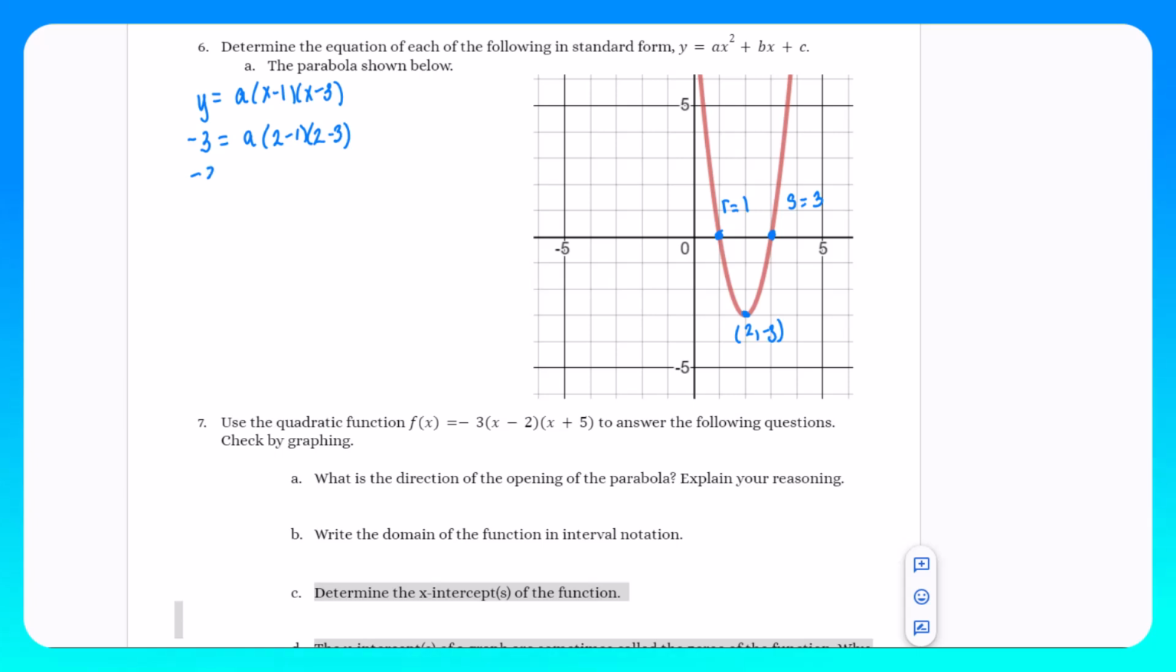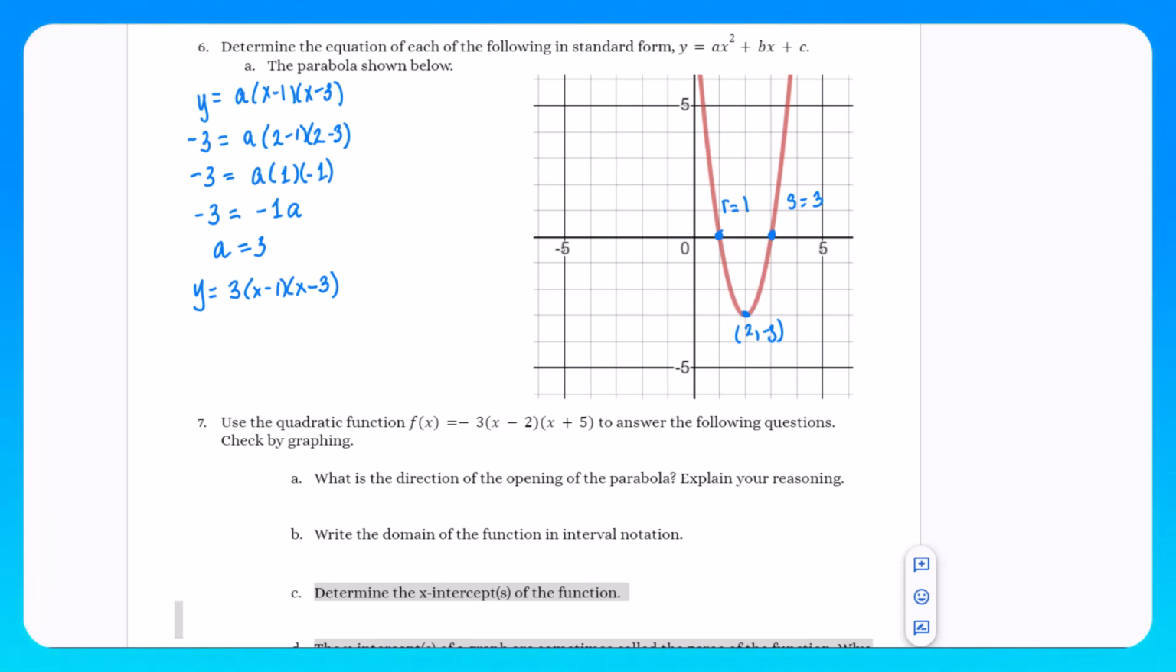Well, what do we get? Nothing happens on the left-hand side, but on the right-hand side, we get 1 times 2 minus 3 is negative 1, which is really the same thing as saying negative 3 equals negative 1 times a. Dividing both sides by negative 1 leaves us with a equals 3. So rewriting this out, we get y equals 3 times x minus 1 times x minus 3.